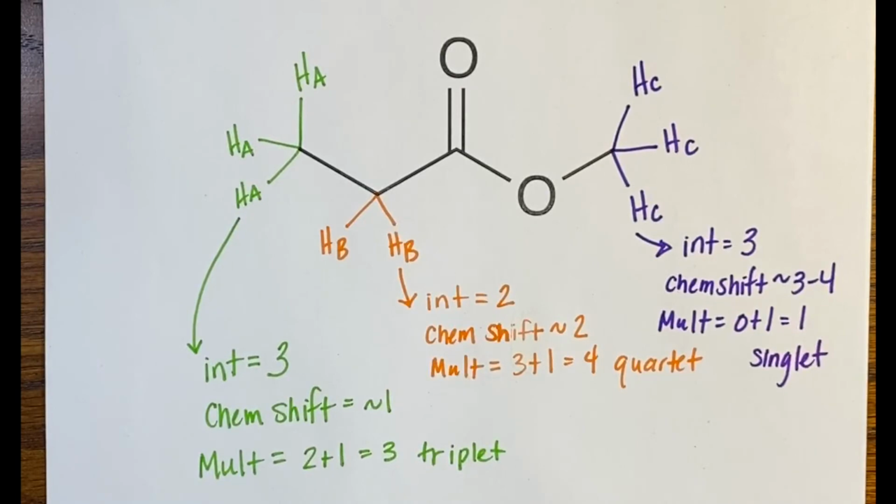So in the spectrum for this molecule, I am expecting the signal for HA to have an integration of 3, a chemical shift of about 1, and a multiplicity of a triplet. For HB, an integration of 2, a chemical shift around 2, and a multiplicity of a quartet. And for HC, I am expecting an integration of 3, a chemical shift between 3 and 4, and a multiplicity of a singlet.